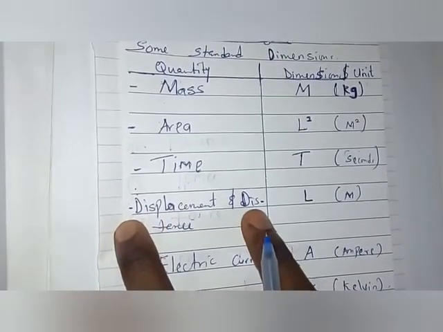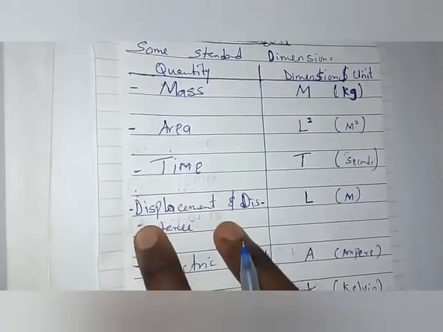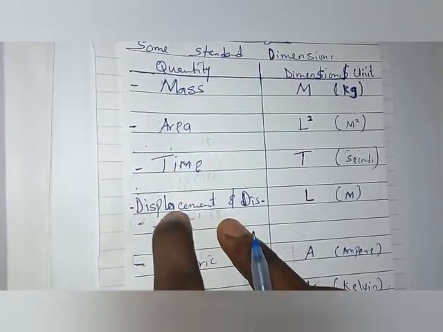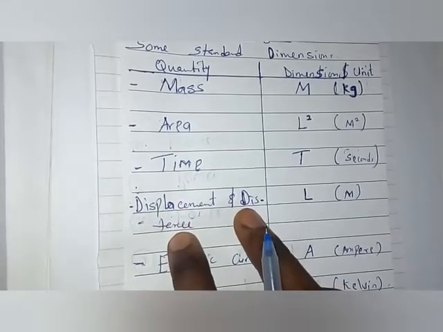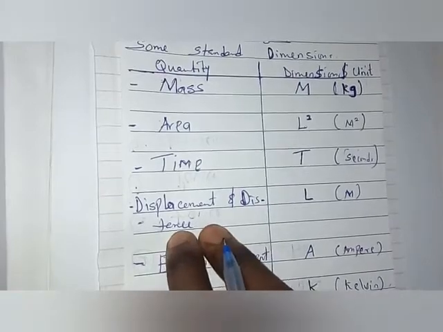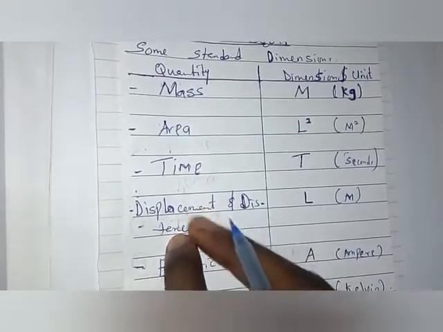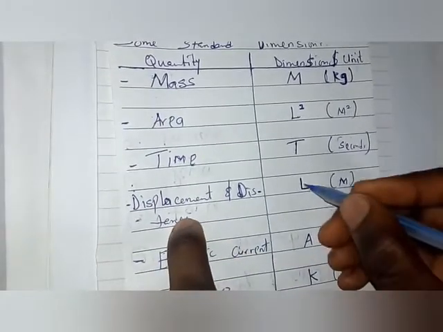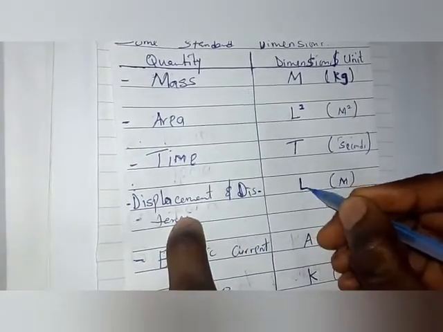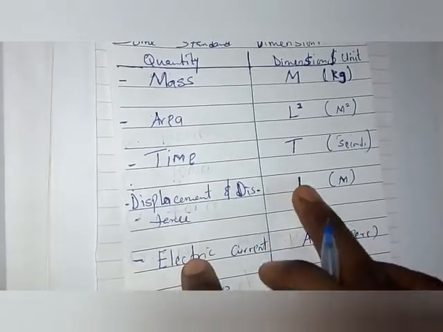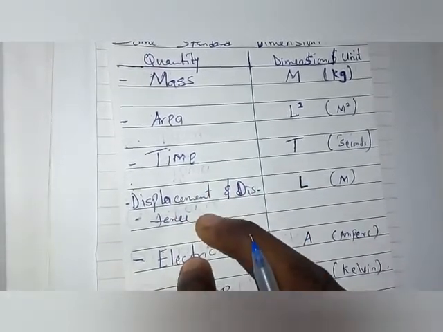And we have displacement and distance here. Displacement and distance are different quantities. Displacement is a vector, while distance is a scalar quantity. But the reason I combine them here is that they have the same symbol for dimension. When we are treating dimension, they have the same symbol, so I place them together here.